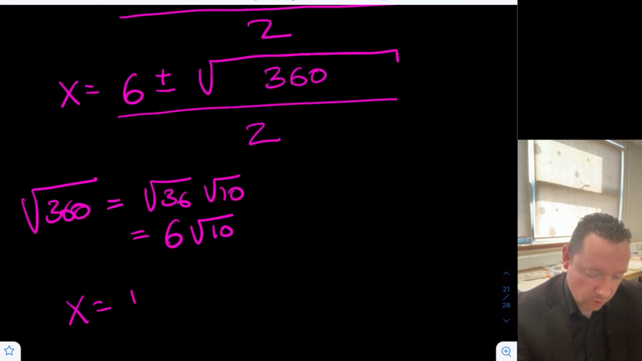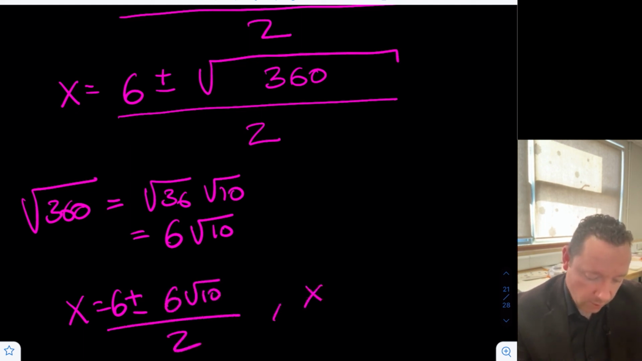So x equals 6 plus or minus 6 root 10, over 2. So that means that x equals, dividing the first thing by 2, I get 3, and the second thing by 2, I also get 3 root 10. And we're done there.